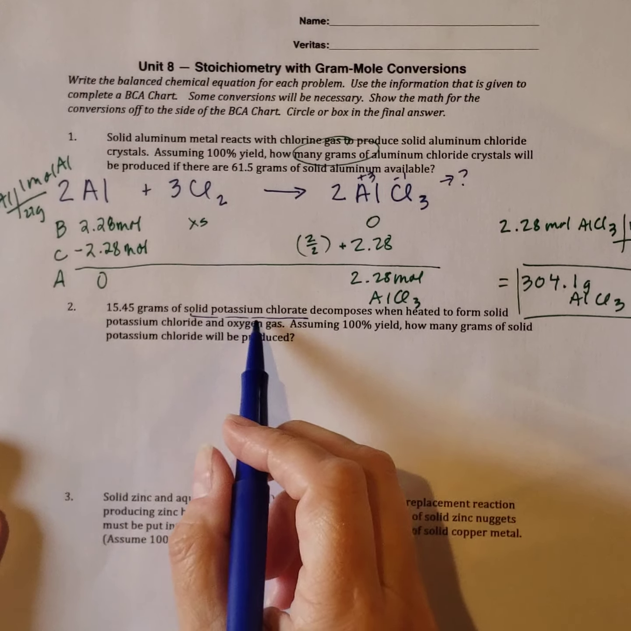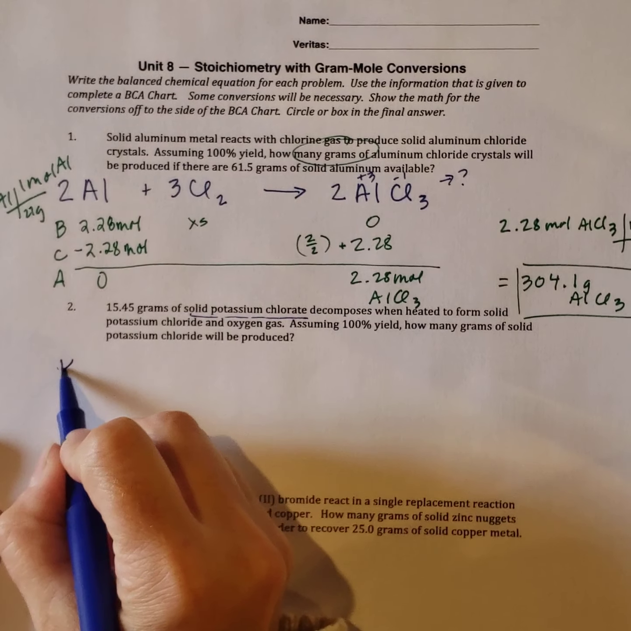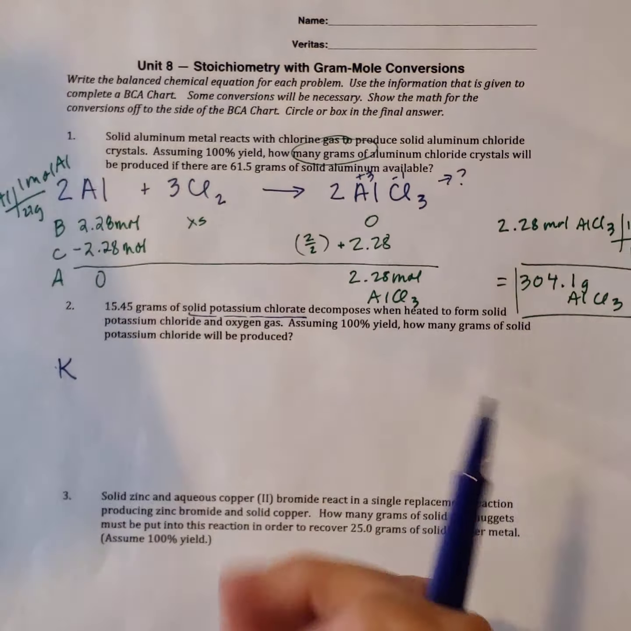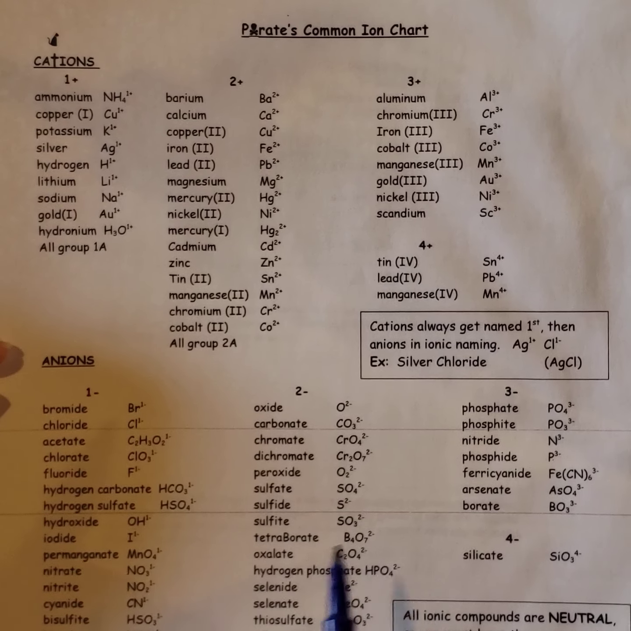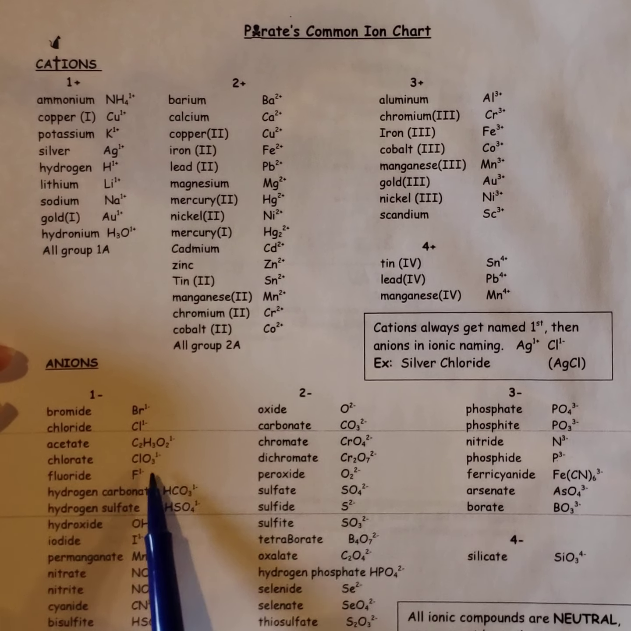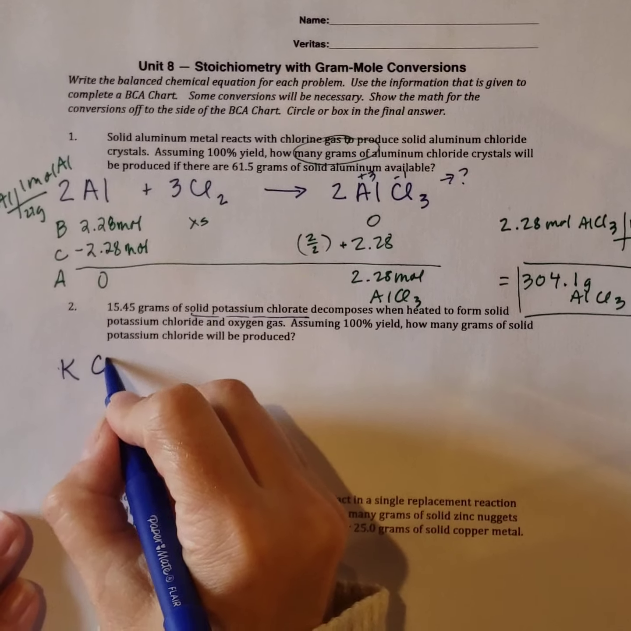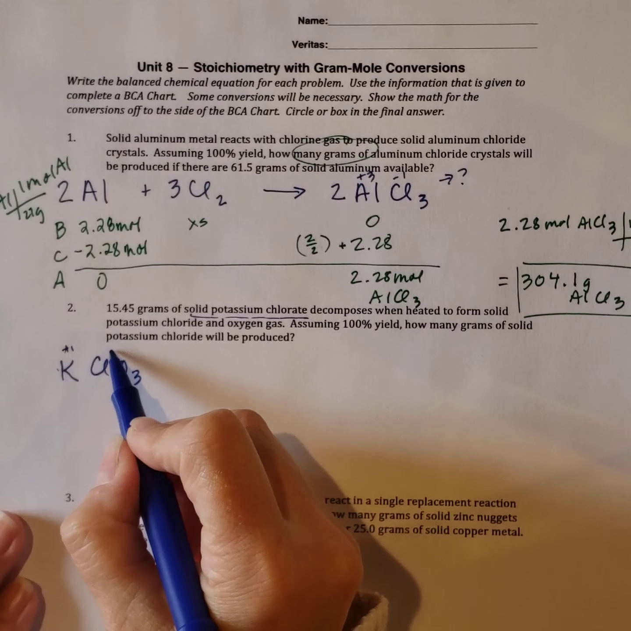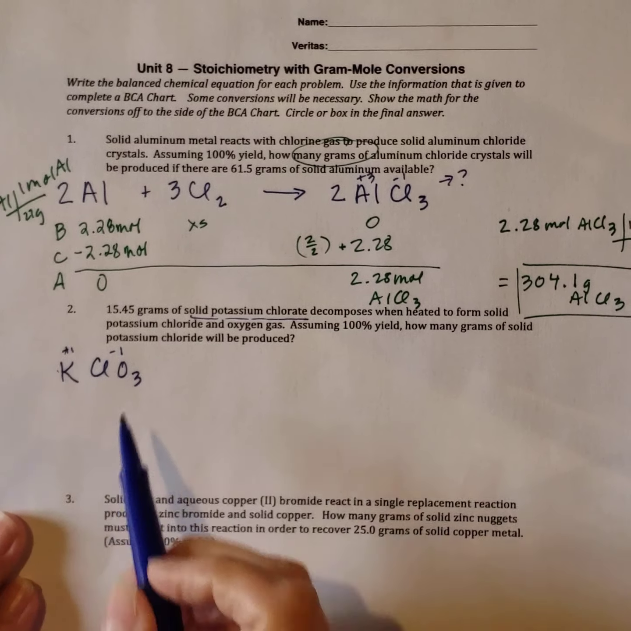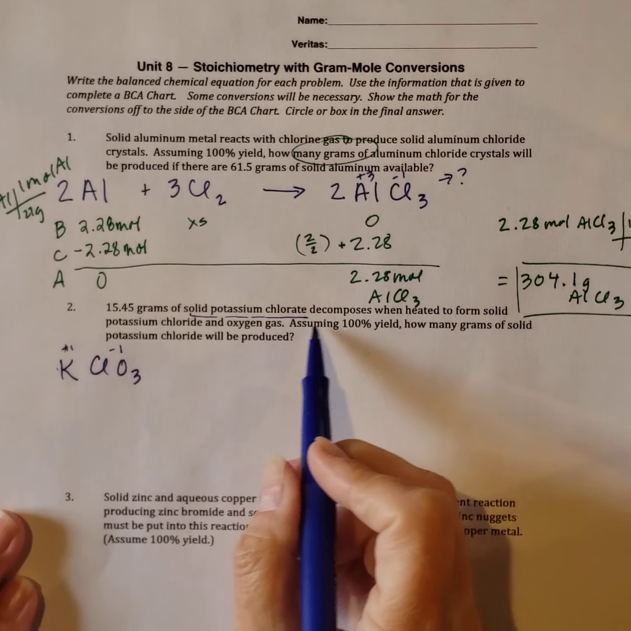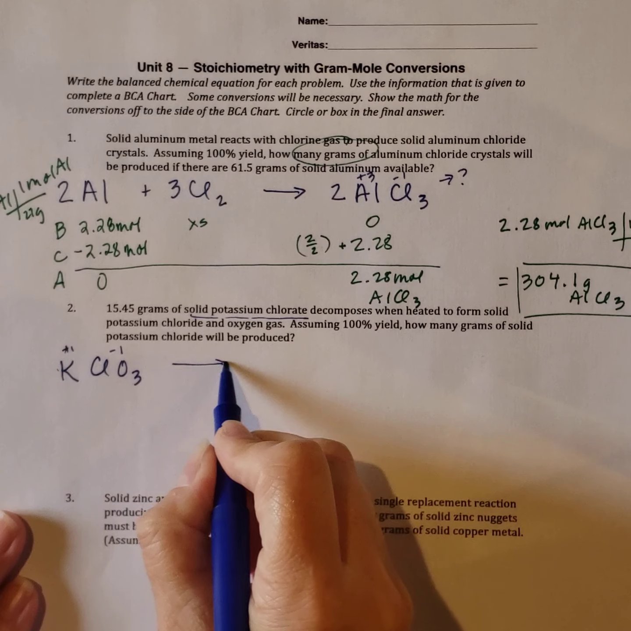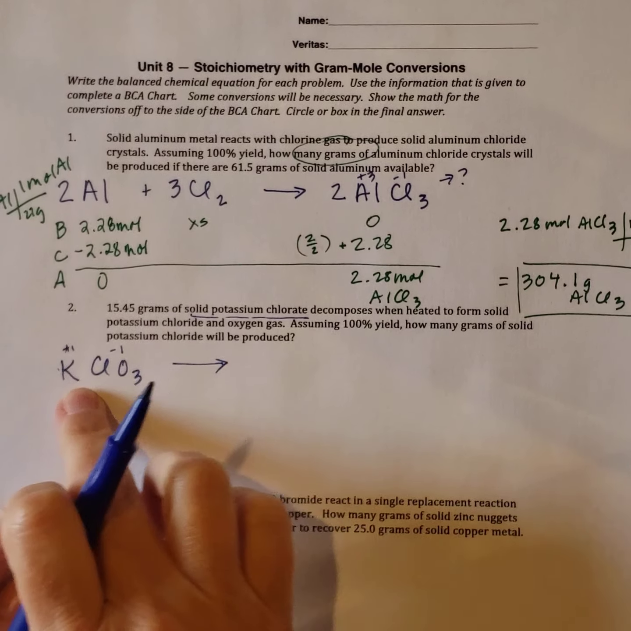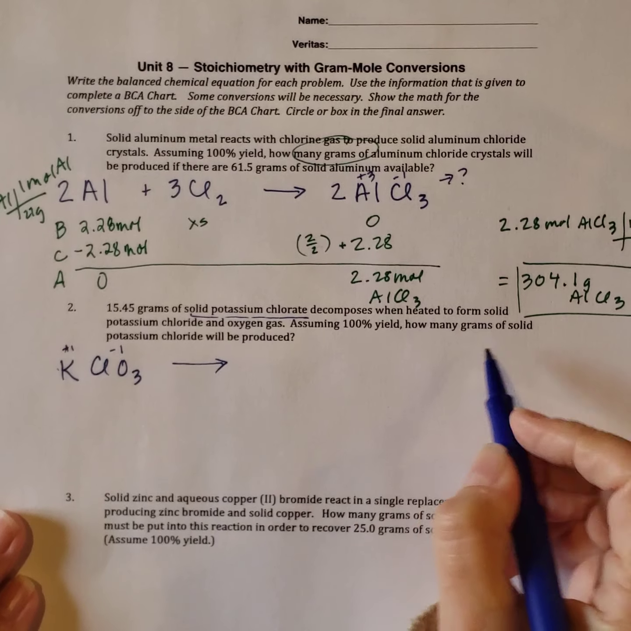So potassium chlorate, potassium is K. Chlorate, if I'm not sure, I'm going to go look at my ion chart. Chlorate is ClO3. Potassium is a +1 charge. Chlorate is a -1 charge. So this formula is balanced. It decomposes, so that means we have a decomposition reaction. So here's our one that's decomposing into a couple of others.